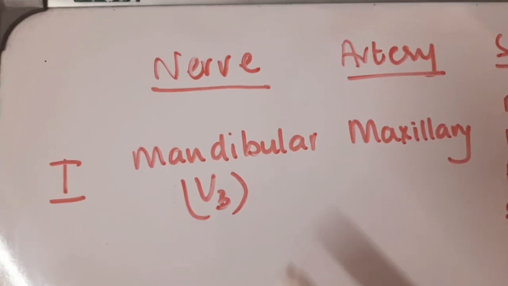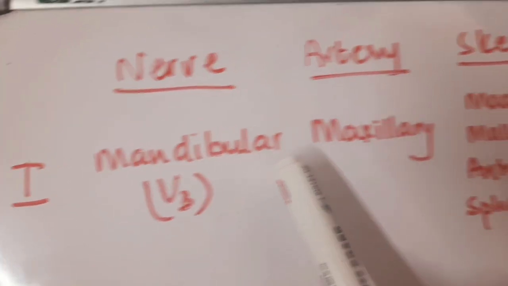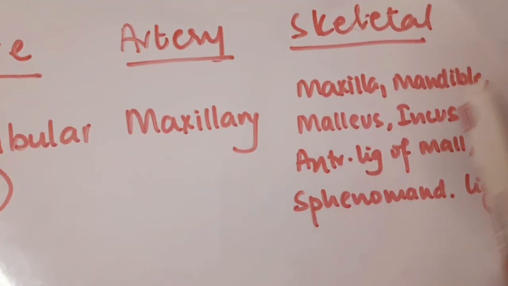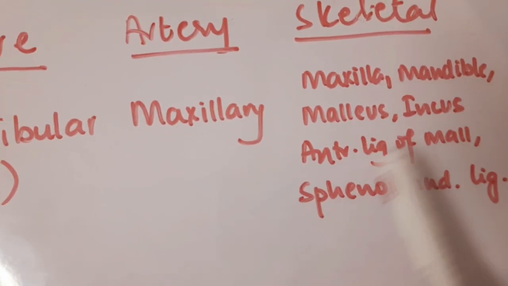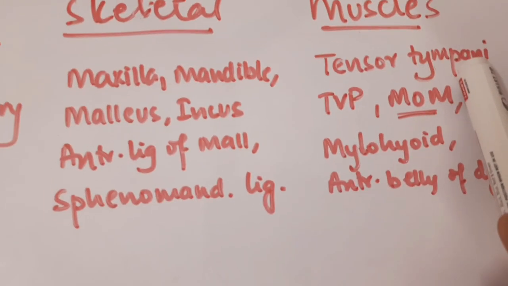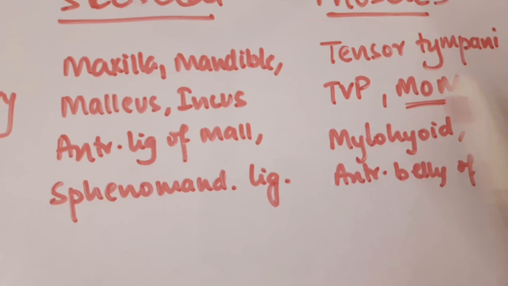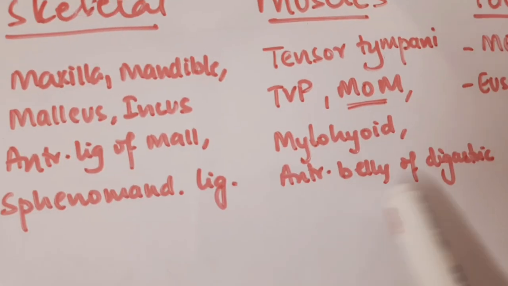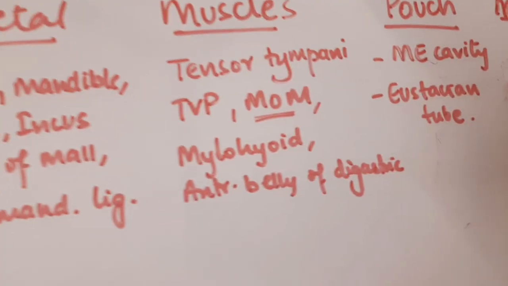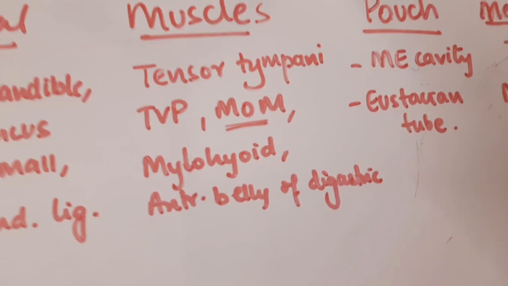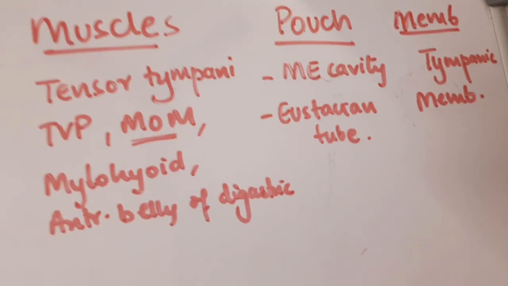So let us quickly revise: the mandibular nerve, maxillary artery, maxilla, mandible, malleus, incus, anterior ligament of malleus and the sphenomandibular ligament. Then we have the tensor tympani muscle, tensor veli palatini, all the muscles of mastication, mylohyoid, and anterior belly of digastric. Then in the pouches, we have middle ear cavity and eustachian tube. In the membrane, we have the tympanic membrane.